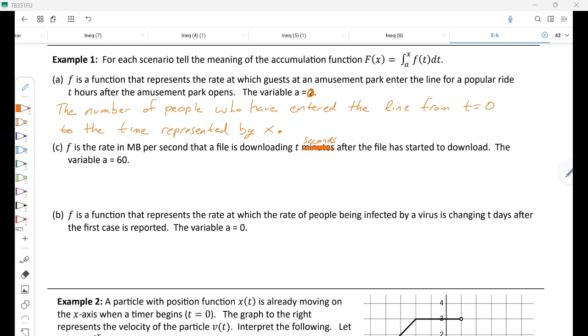So letter C says F is the rate in megabytes per second. Oh, actually, sure enough, I did need to change that because I have seconds on one and minutes on the other. They should match. The file is downloading T seconds after the file has started to download. The variable A equals 60. Yep, that is good. So what do I find out when I do the integral function there?